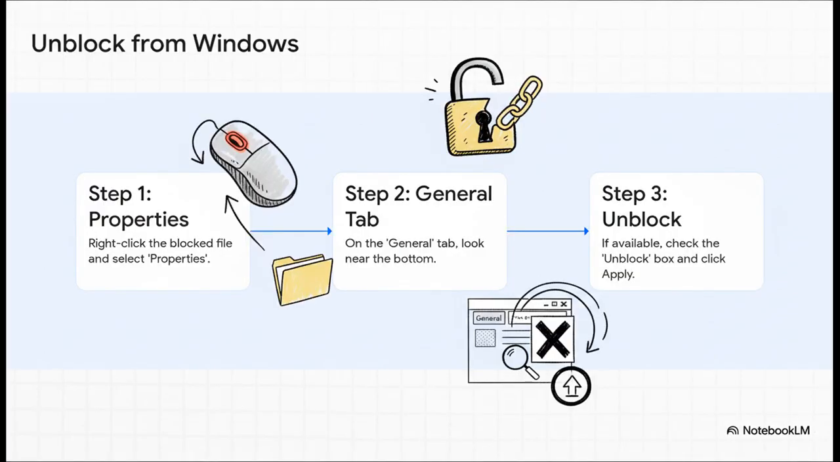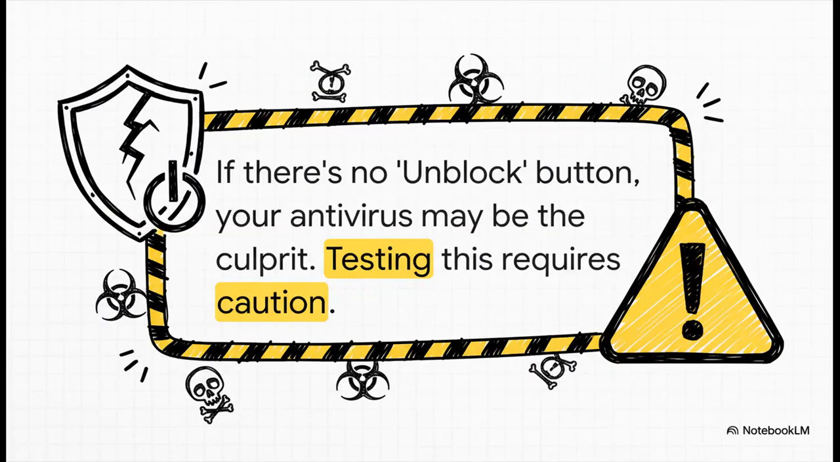If Windows is the one putting up the roadblock, the fix is usually super simple. Just right-click the file, go to Properties, and stay on that first General tab. Look all the way at the bottom, you might see a little security warning and right next to it a checkbox that says Unblock. Just check that box, hit Apply, and you should be good to go. But what if you look and there's no unblock button? What then? Well, that's a big clue that your antivirus software might be the real culprit.